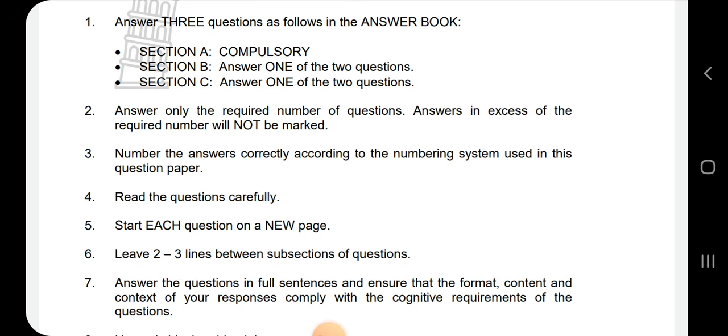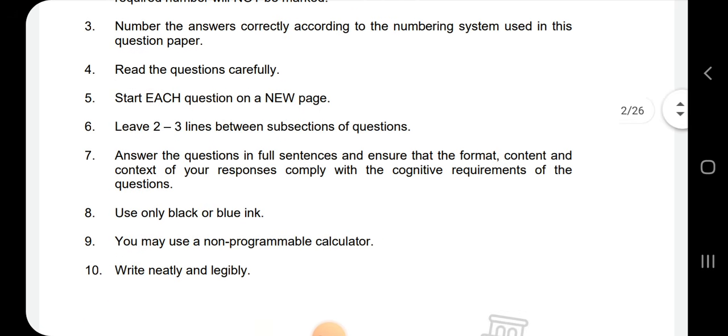So in question 2, you are given 2 questions, but only 1 question can be answered. You can choose whether you answer question 2 or question 3. If you answer both of them, the first one will be marked and the other one will not be marked. Number 3 says, number the questions correctly according to the numbering system used in this question paper. And then number 4, read the questions carefully. Number 5, start each question on a new page. And then number 6, leave 2 to 3 lines between subsequent questions.